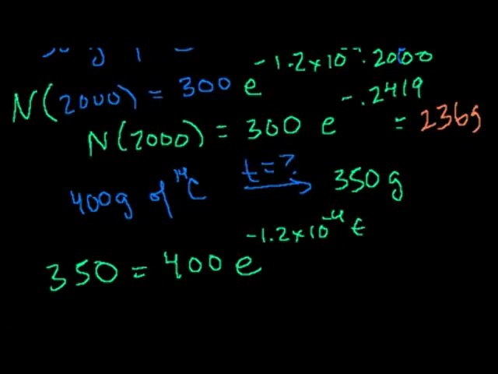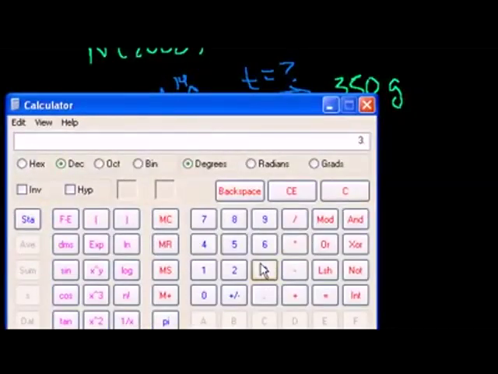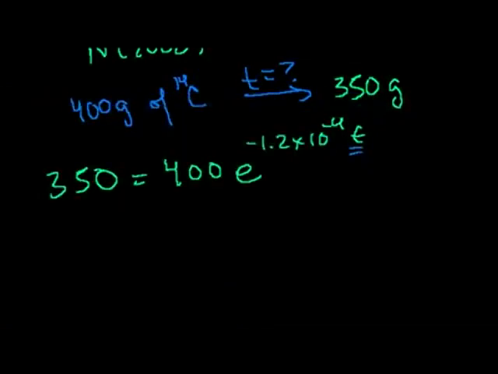And now we solve for time. How do we do that? Well, we could divide both sides by 400. What's 350 divided by 400? It's 7/8, so 0.875. So you get 0.875 is equal to e to the minus 1.2 times 10 to the minus 4 t.